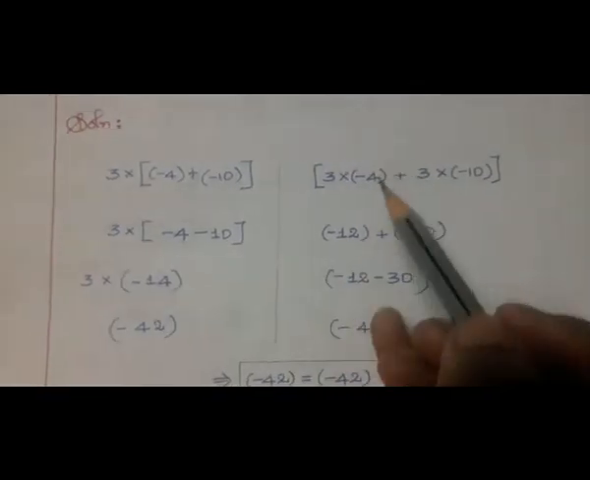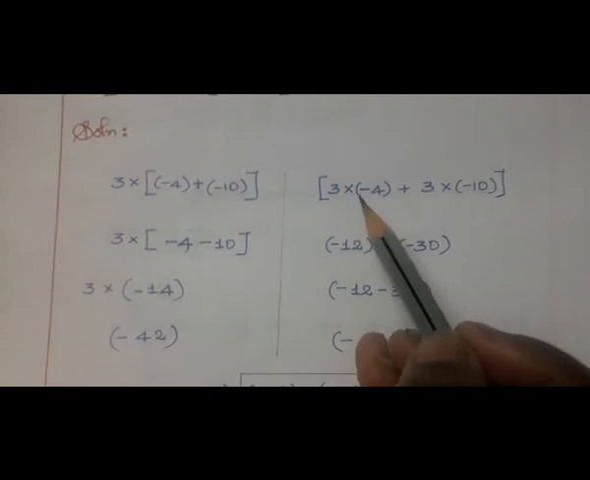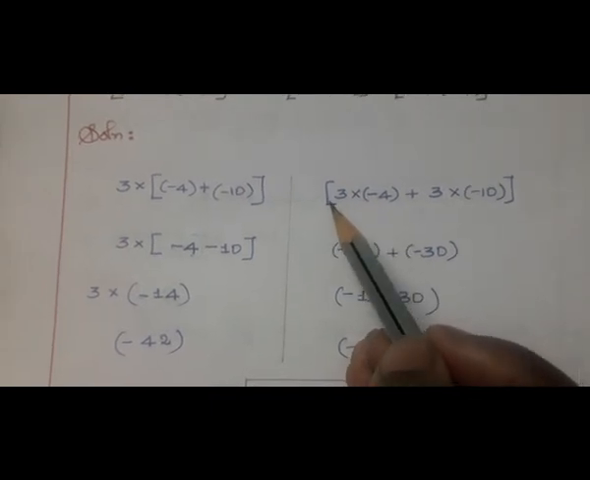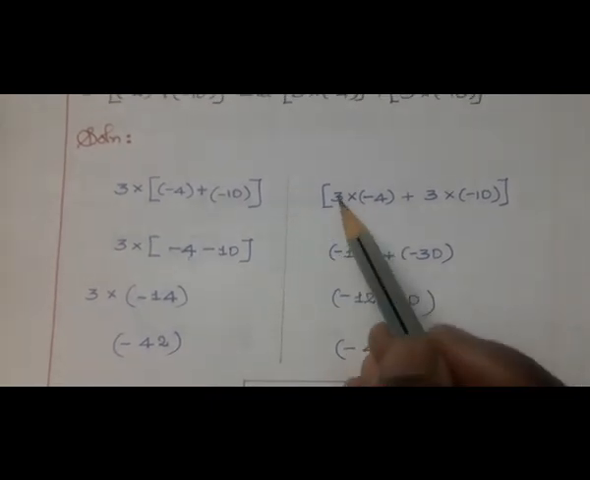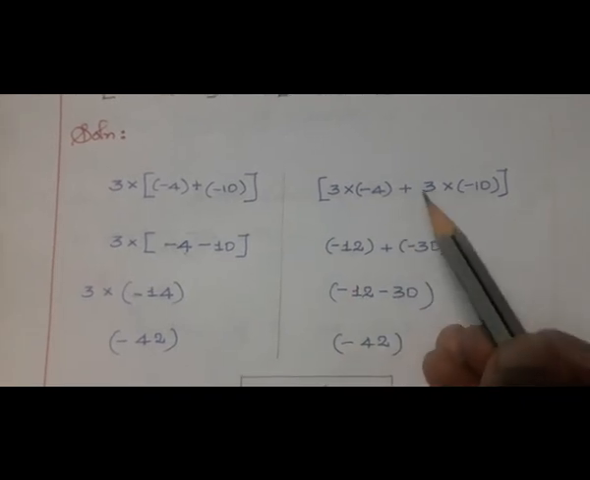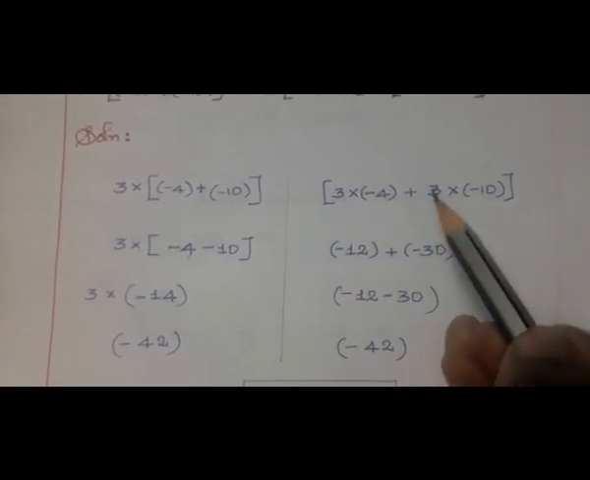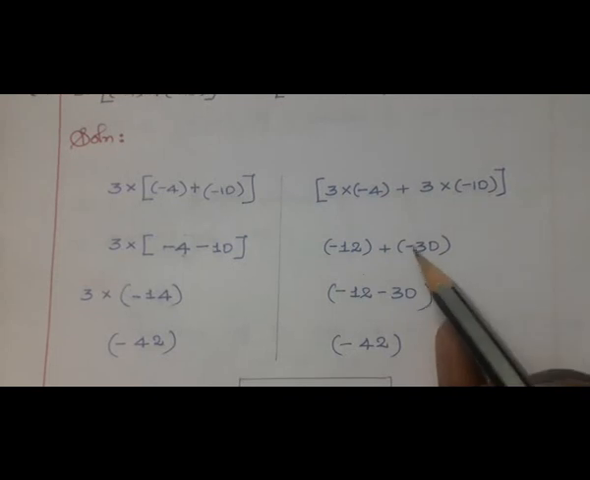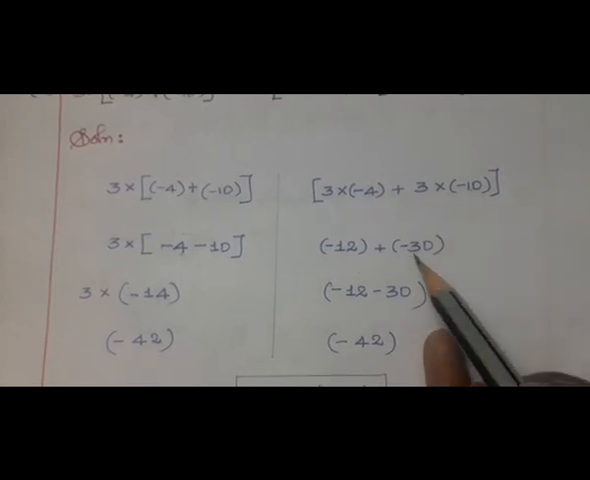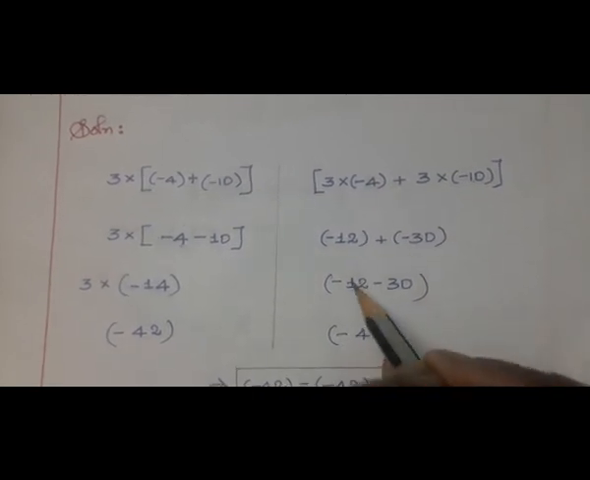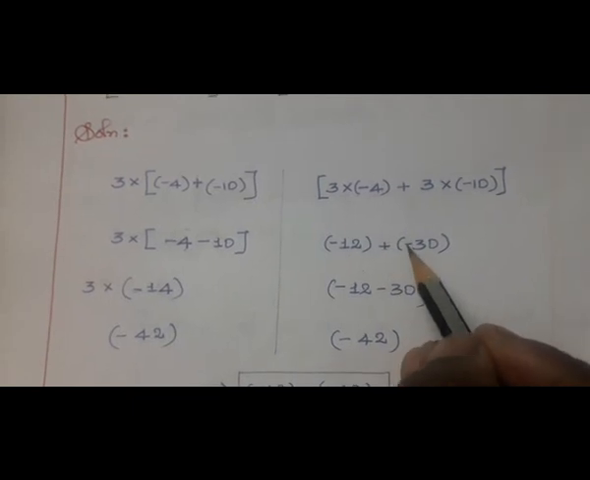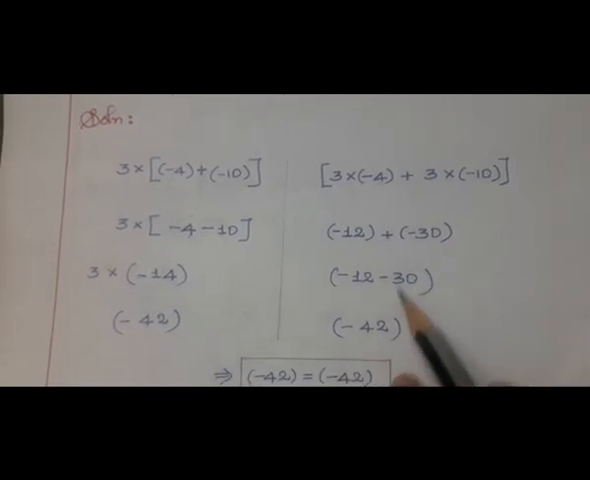The same way on the right hand side. So, 3 into minus 4. Plus into minus is minus, 3 into 4 is 12, and the same way plus here. Plus into minus is minus, 3 into 10 is 30. So, minus 12 as it is, plus into minus is minus, and 30 as it is.